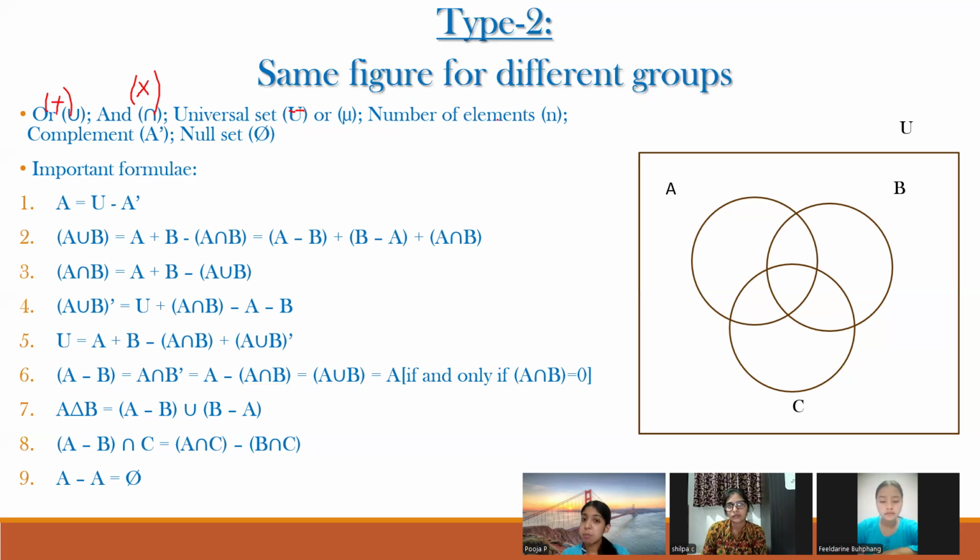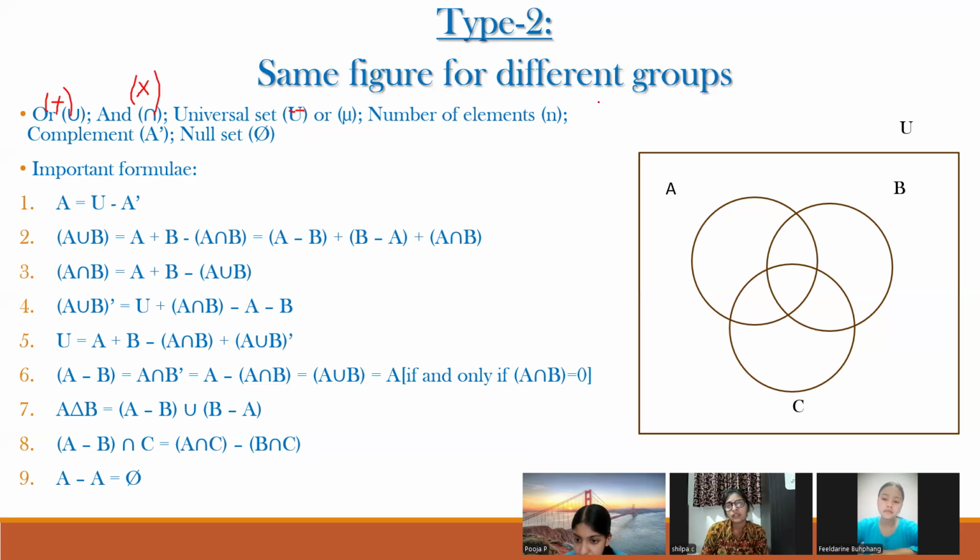The next is N, which is the number of elements belonging to a particular group. You have three groups here, A, B and C, or three different sets. For example, N of A will tell the number of elements in A, maybe 10, 20, 30, maybe 5, 2, whatever. However many elements belong to that particular set, you represent it using N. You could also write N of A union B, N of A intersection B, and so on. Clear with number of elements?